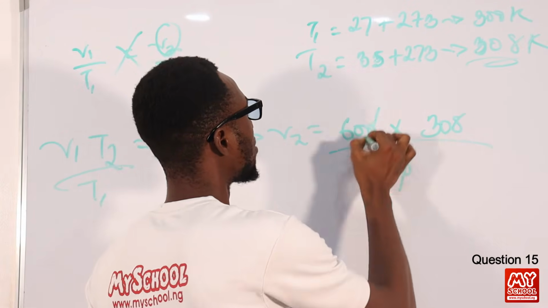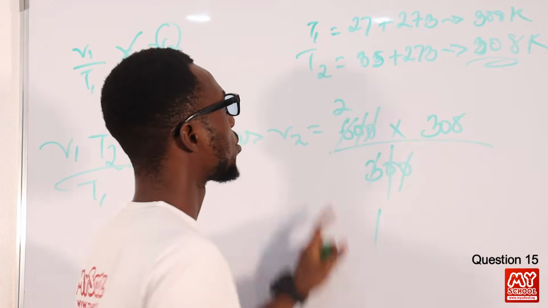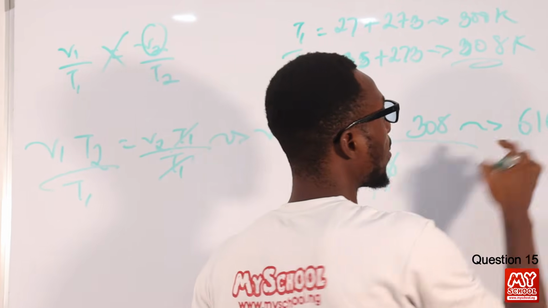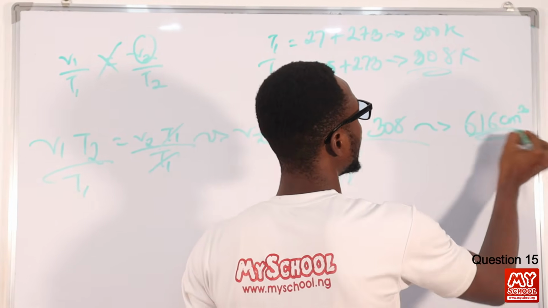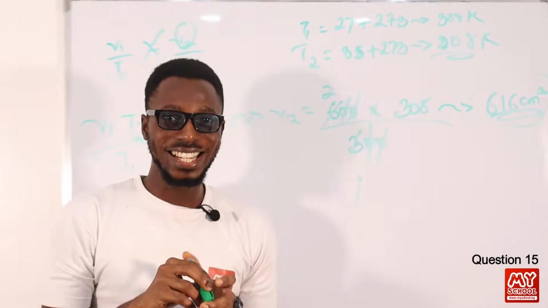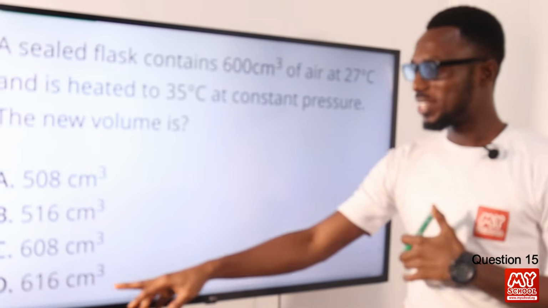So 0 cancels 0, 0 cancels 0, 3 here 1, 3 here 2. So 2 times this, it should give us 616. Remember the unit of volume that we've been using? Centimeter cube. So 616. So let's go back to the screen to select 616 from the options. Right. So option D is the right option.